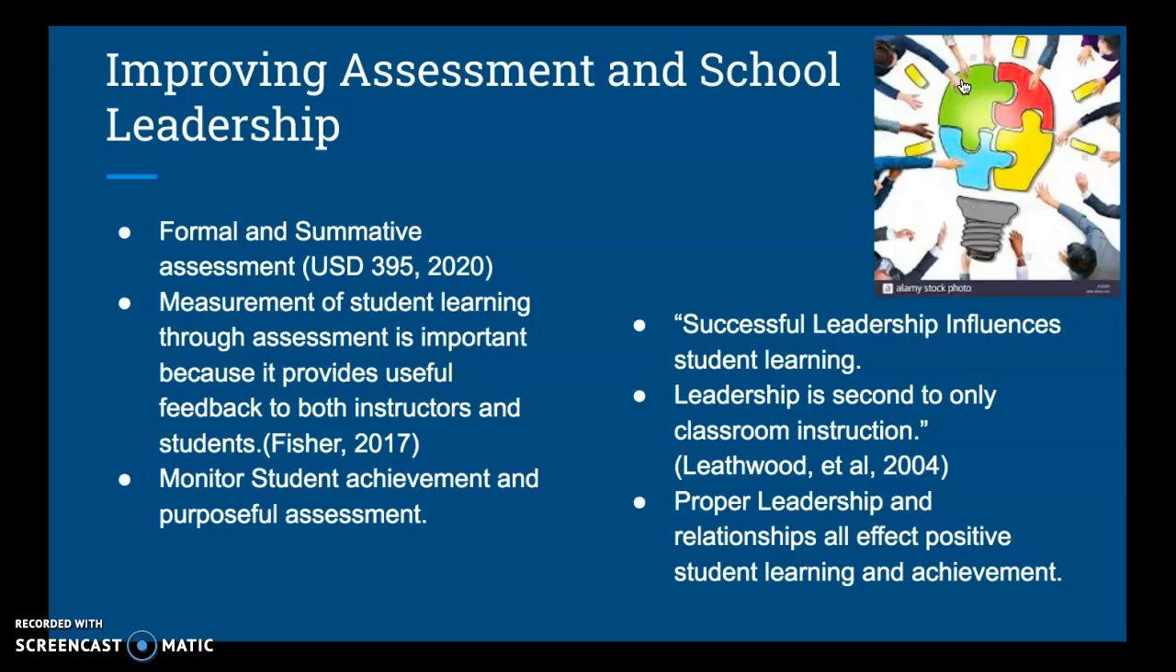Improving assessments and school leadership. So, formal and summative assessments. Our formal assessments should be done throughout the unit. You should be assessing whether their learning objectives are being met as we go through a unit. I like to do different poster projects or give them a variety of opportunities to show that they're learning their objectives. The summative assessment is at the end.